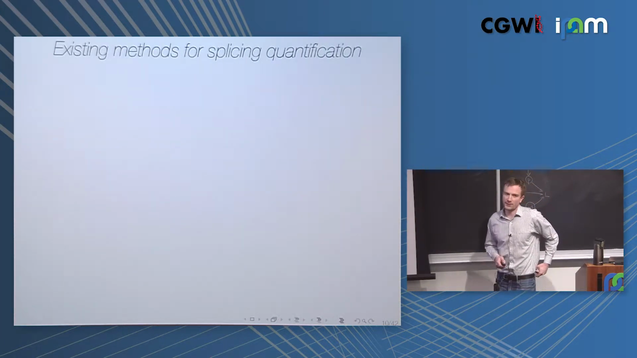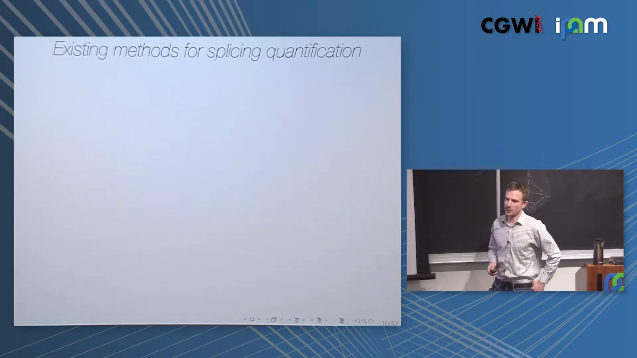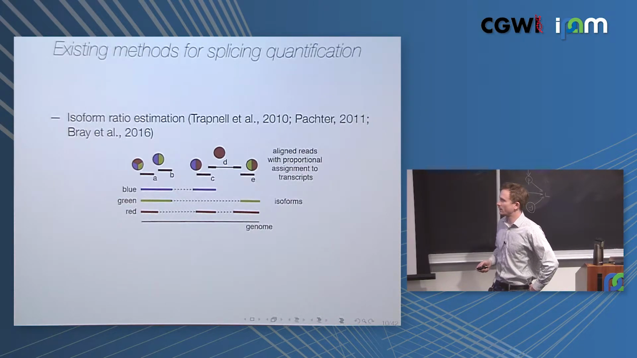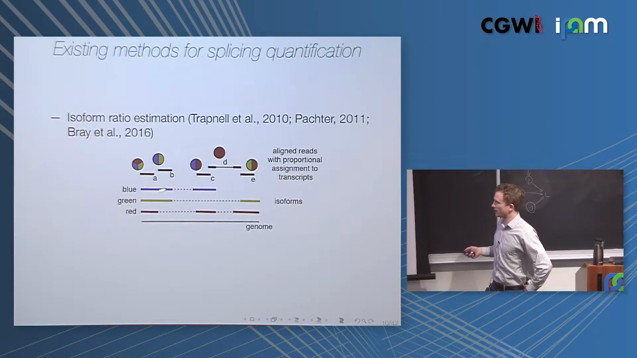Existing methods for quantifying splicing variation from short-read RNA-seq data basically fall into 2 categories. The first is isoform ratio estimation. The idea of these methods is that you start with some set of known isoforms for a gene, and then you look at the ambiguity in how reads are assigned to those isoforms, and use statistical estimation, typically using EM, to bootstrap up an estimate of the level of each of these isoforms.